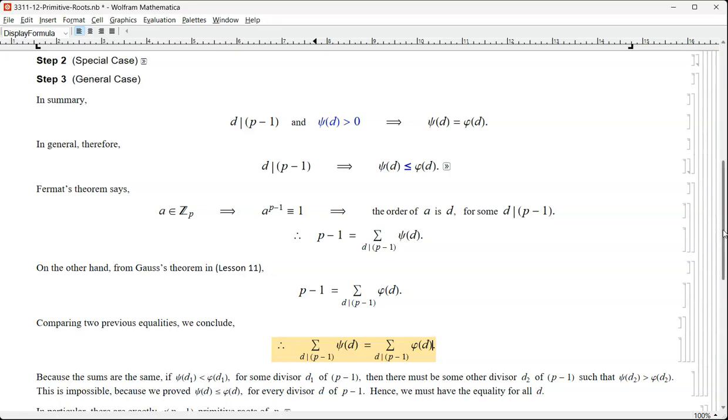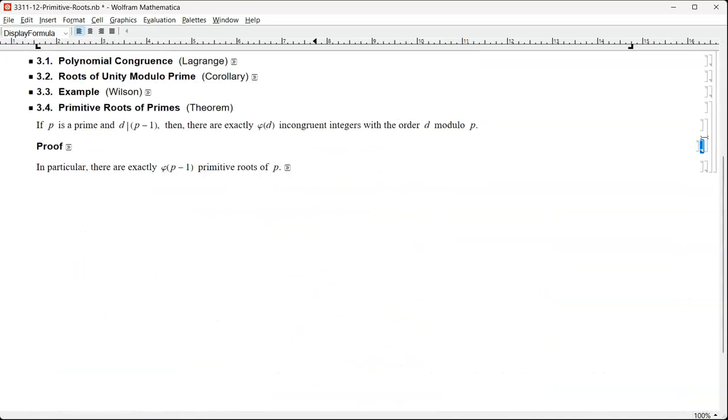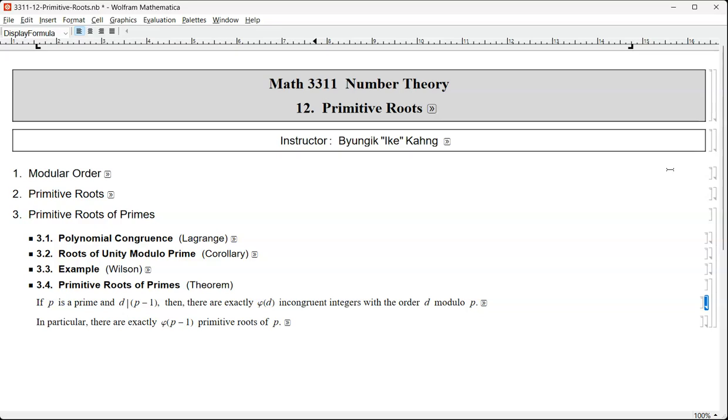In general, c of d and phi of d must be the same if d divides p minus 1. You see, d divides p minus 1. They come down here, there, there. That completes the proof. c of d and phi of d are the same in general as long as d divides p minus 1.